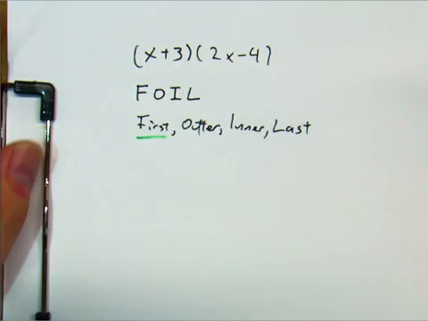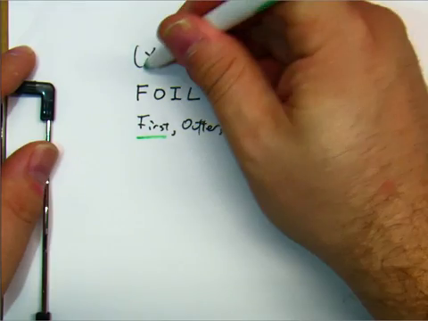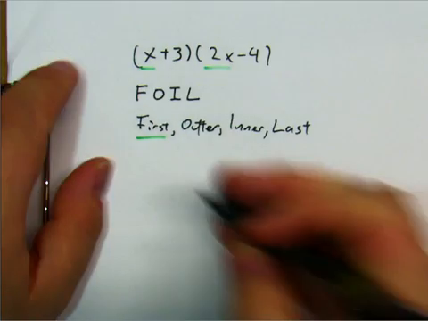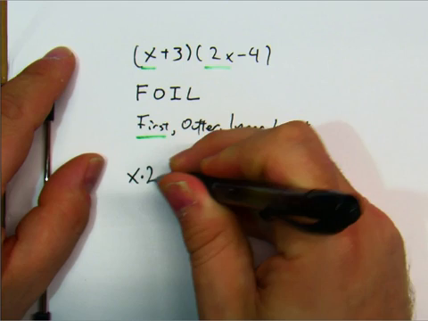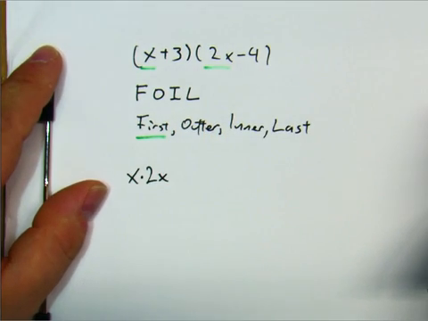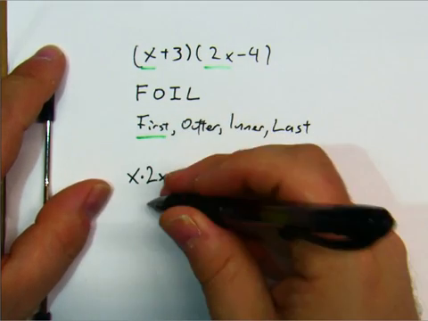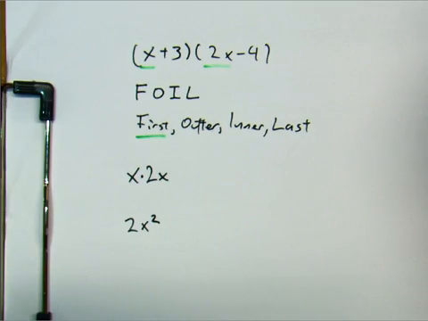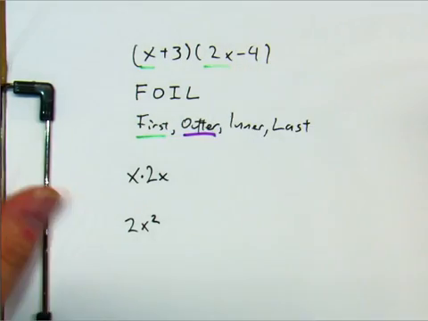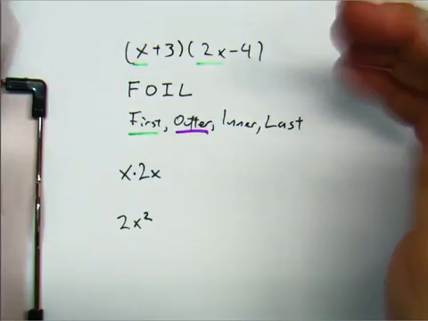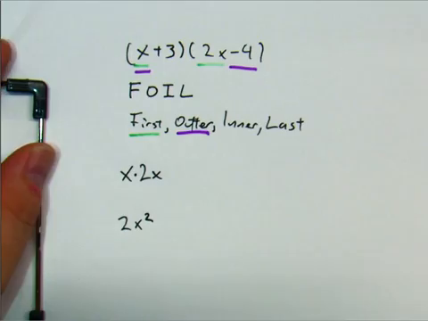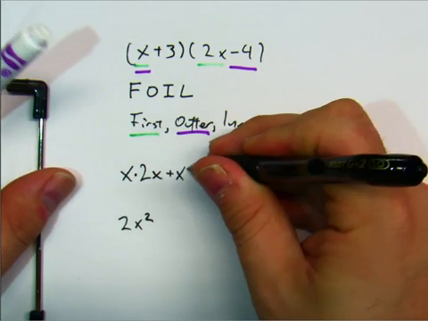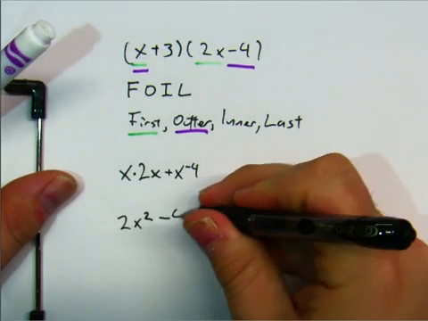So what we do is we look at our 2 expressions and find the numbers that are first. In this case, the first terms are the x and the 2x. So I'm going to start by multiplying those together. I have x times 2x, which of course simplifies to simply 2x squared. Next, I do the outer numbers. These are the numbers on the outside, so I have an x and a negative 4. So I'm going to add x times a negative 4, which becomes negative 4x.